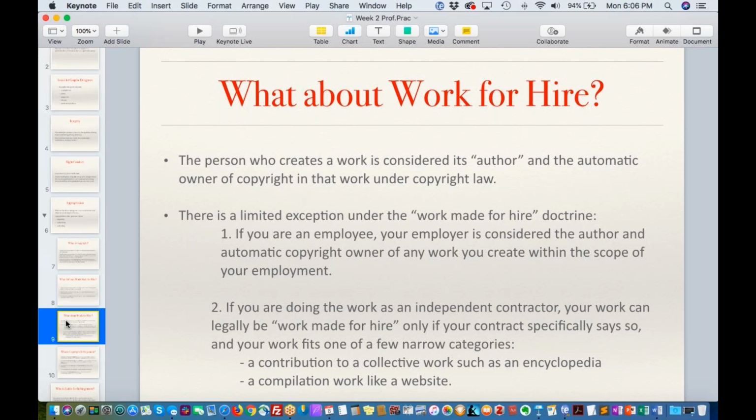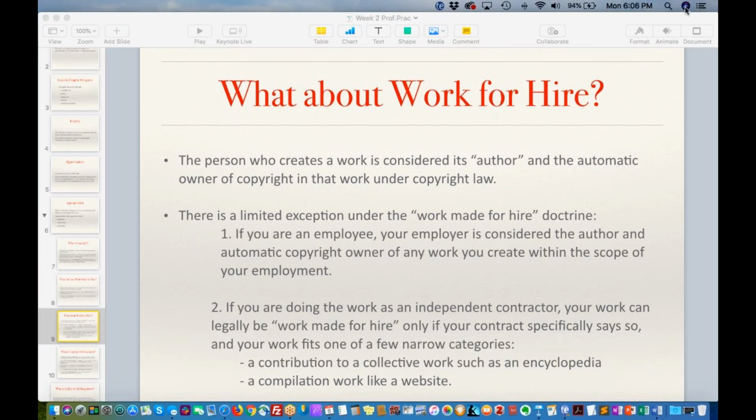Work for hire is when the person who creates the work is not the author and automatic owner of the copyright under copyright law. There are some exceptions. If you're an employee, your employer is considered the author, and the automatic copyright is with your employer. When I worked as the in-house creative director for the PBS affiliate, not only was I not the copyright holder of anything I did there, PBS actually told us how things had to look. We were held up to our own standards within the PBS brand, and we didn't own any of the work that we did. They had the copyright to that.